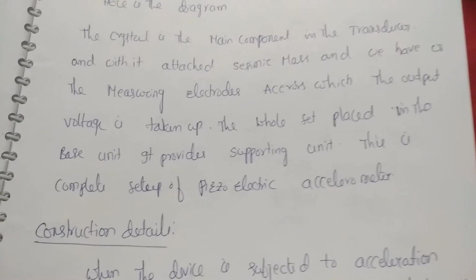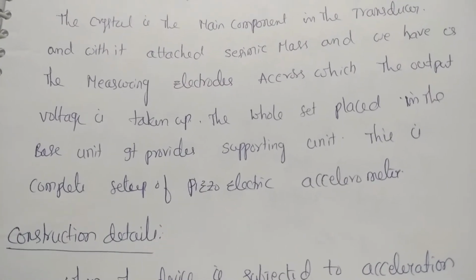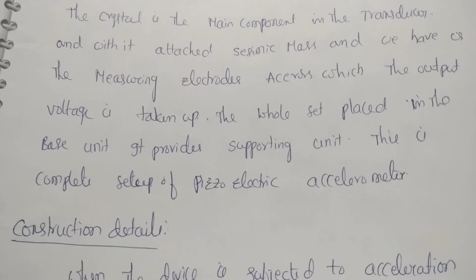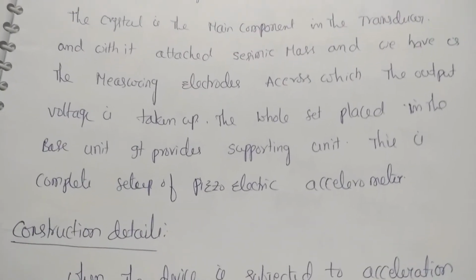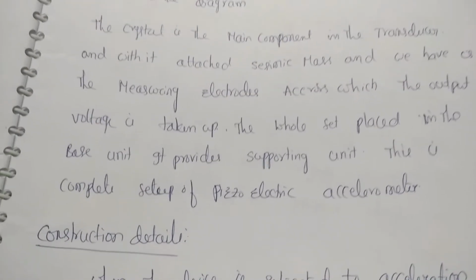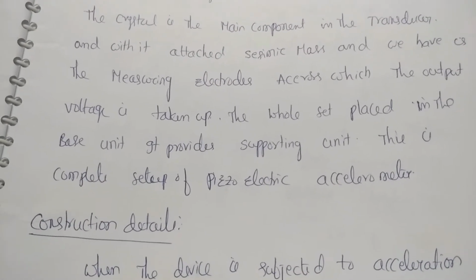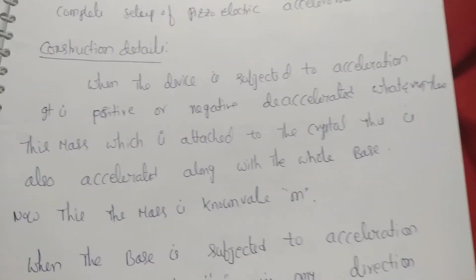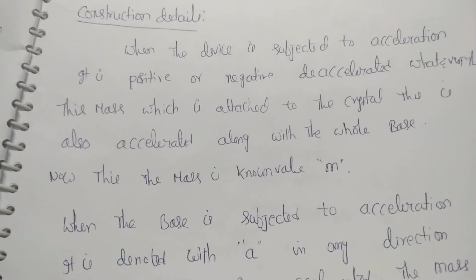The crystal is the main component in the transducer, with a seismic mass attached to it, and we have measuring electrodes across which the output voltage is taken. The whole setup is placed in the base unit. It provides a supporting unit. This is a complete setup of the piezoelectric accelerometer. Now the constructional details of the piezoelectric accelerometer.